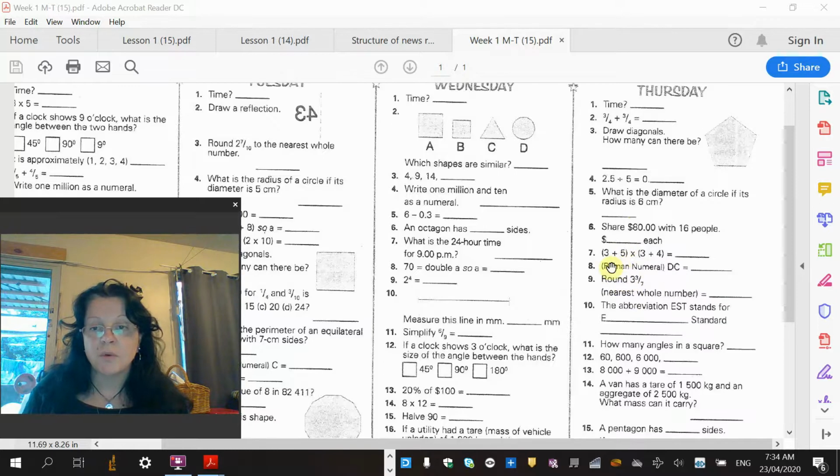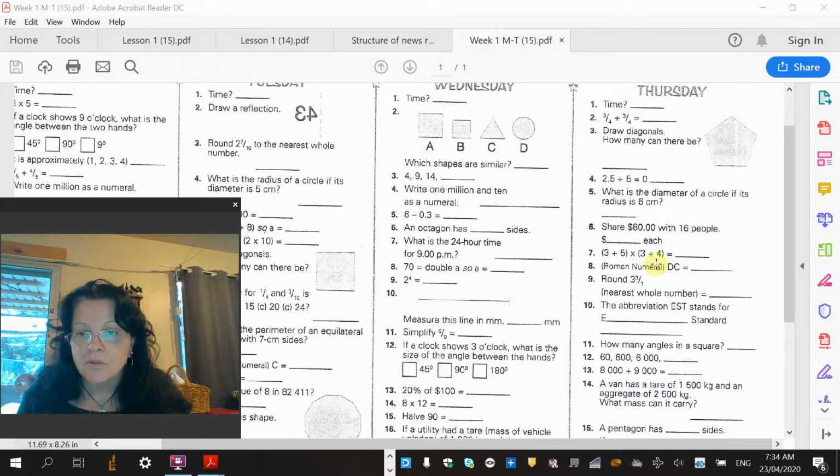Right, this one here, a bit of BODMAS. So we do the brackets first. Which bracket should we do? The division. 3 plus 4, oh, I thought that was a division then. 3 plus 4 is 7, and 3 plus 5 is 8. So 8 times 7, and you can look that up and find the answer.